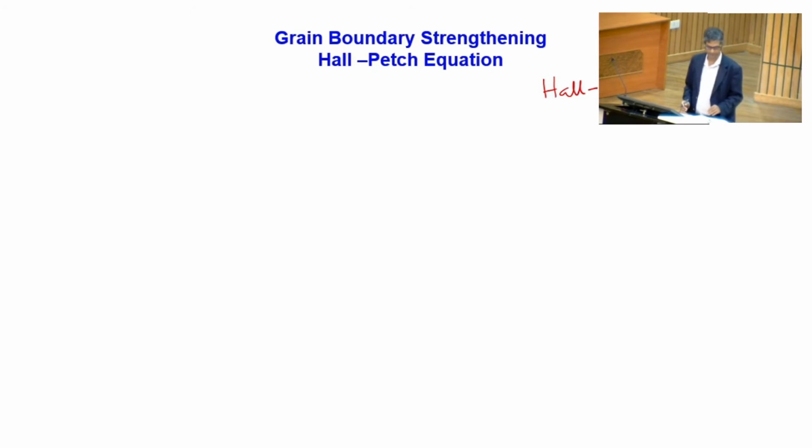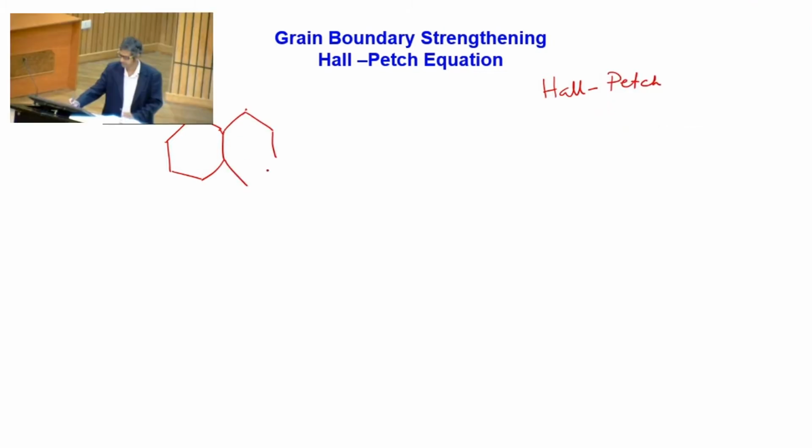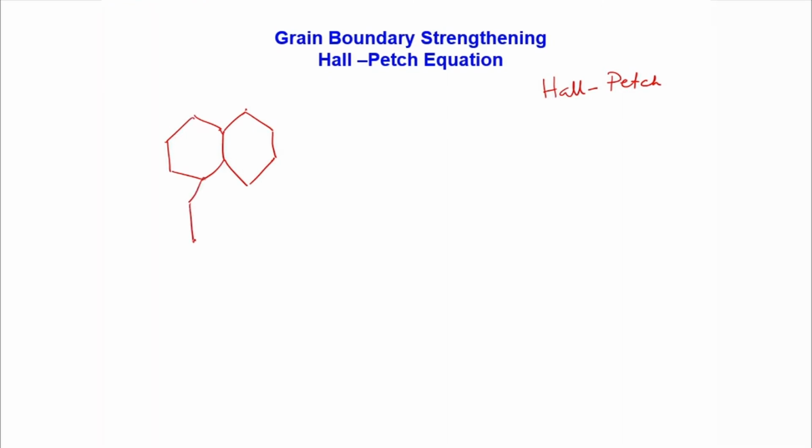So what they told is very, very simple. So if you have grains like this, these are the grains. As you see, this is the dislocation pile up at the boundary. Okay. Let me put a different color. So suppose this is the boundary on which the pile up is happening. Okay. And you can always draw another grain here.